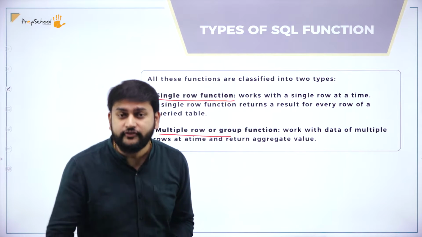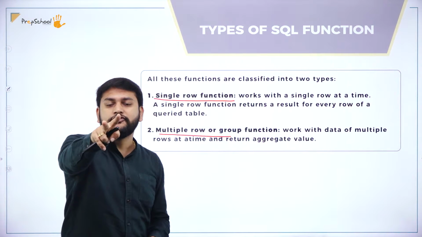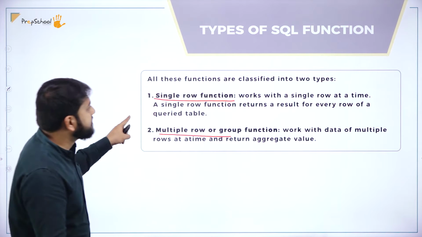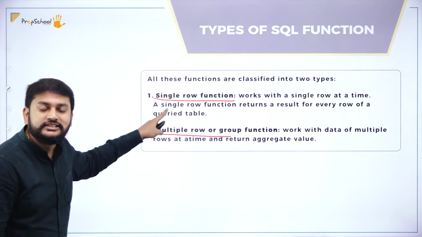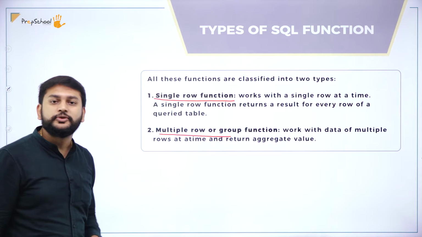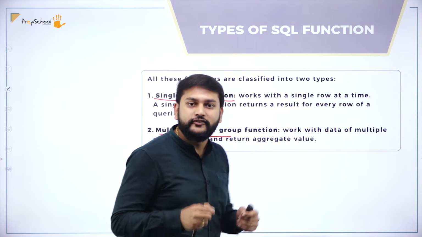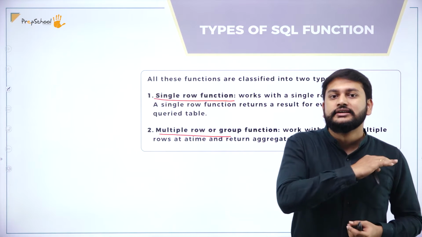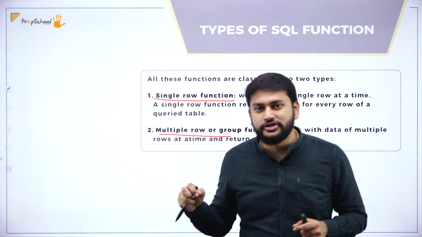How many functions do we have? I will repeat for all of you. We have two types of SQL functions. One is single row function, another one is multiple row function. The name itself speaks about itself, guys. What exactly are single row function and multiple row function?